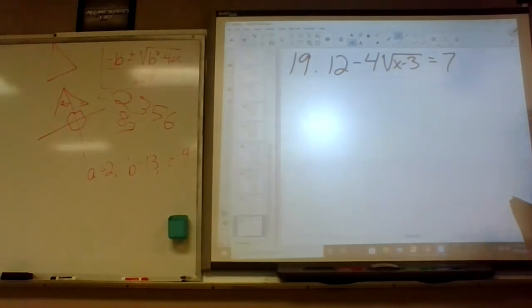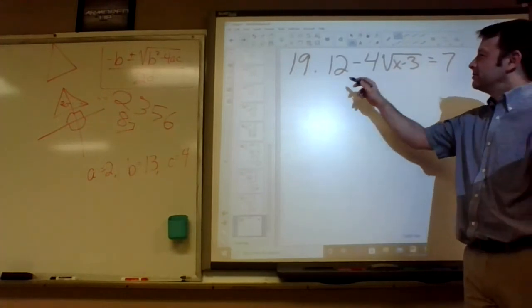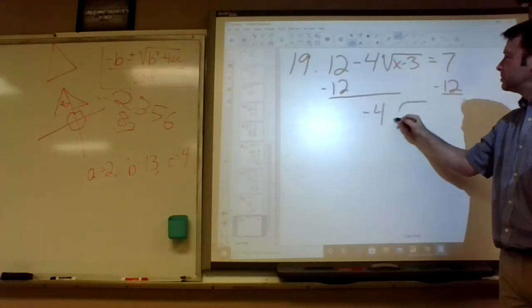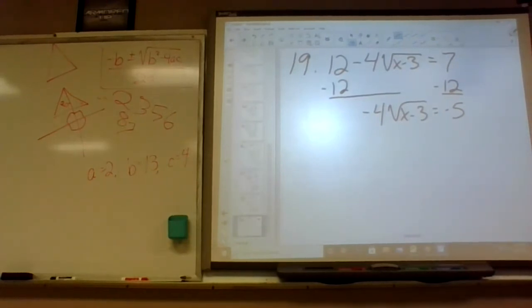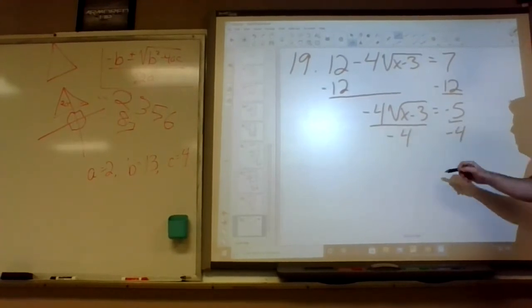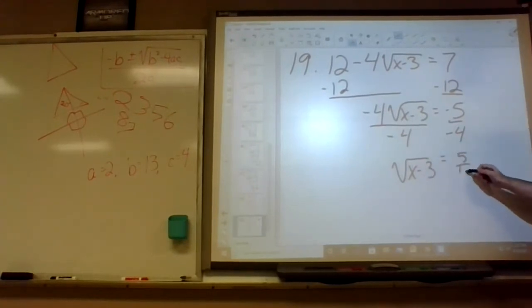Minus 12. Negative 5, divided by negative 4. Alright, these are kind of all the same, aren't they? What should I do first? Minus 12. Minus 5. This one's not pretty. What do I do now? Divide by negative 4. What's negative 5 divided by negative 4? It's 5/4, right?